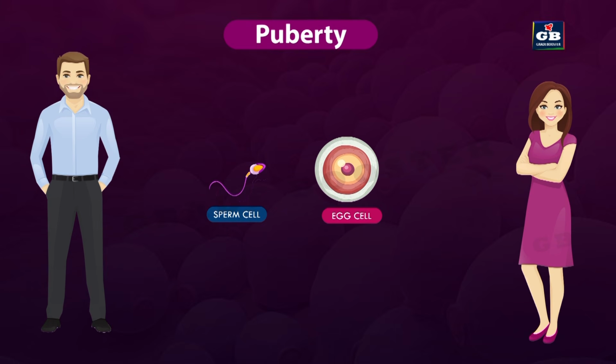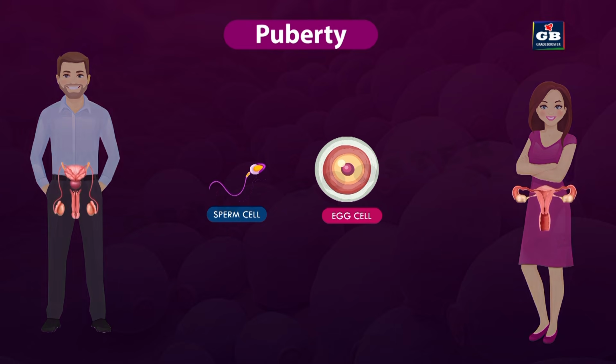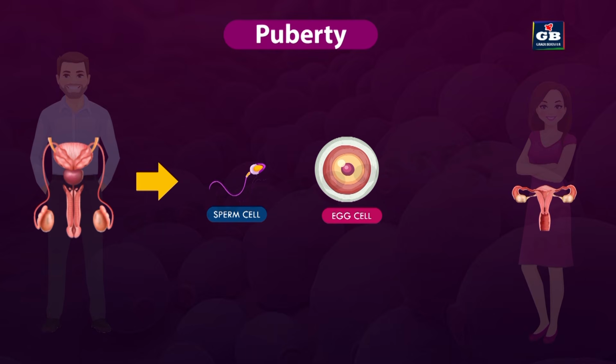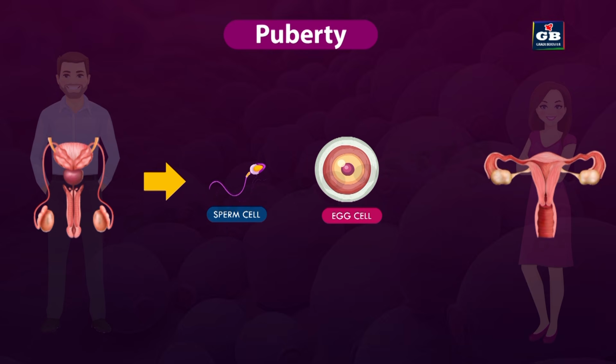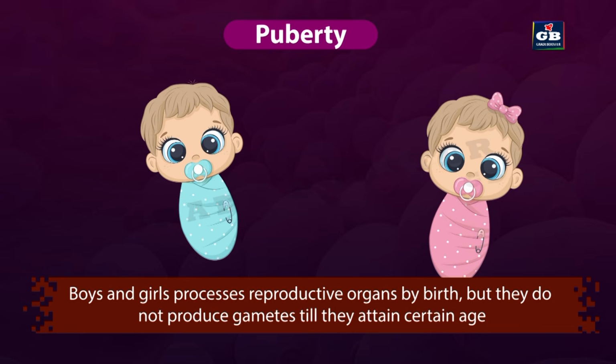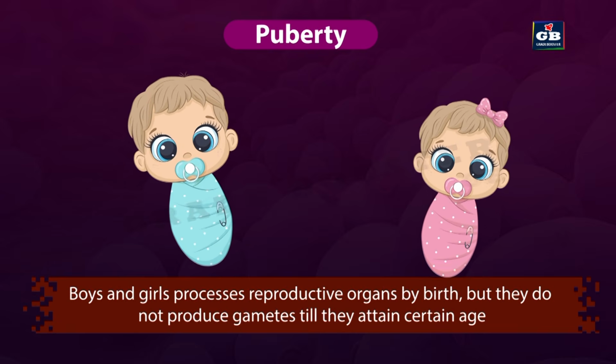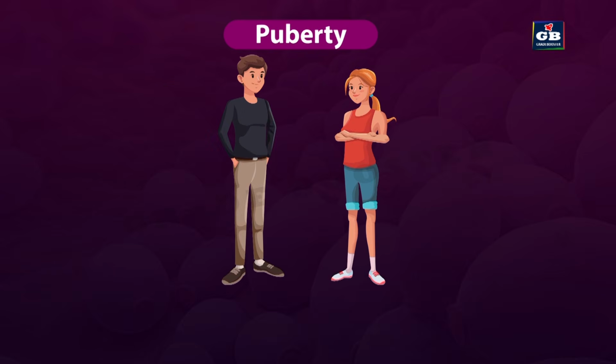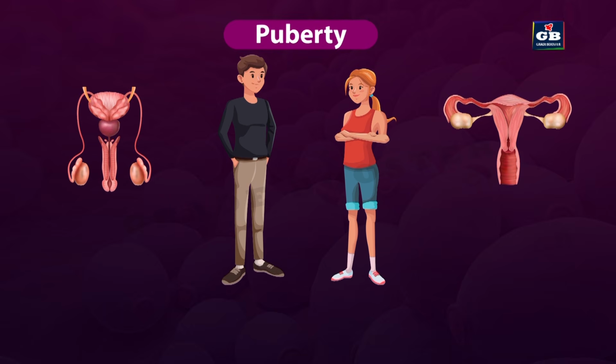These gametes are produced by the reproductive organs. Male reproductive organs produce male gametes and female reproductive organs produce female gametes. Boys and girls possess reproductive organs by birth, but they do not produce gametes till they attain a certain age. The maturation of special tissues present in the reproductive organs takes place between 8 to 13 years of age in girls and 9 to 14 years of age in boys.